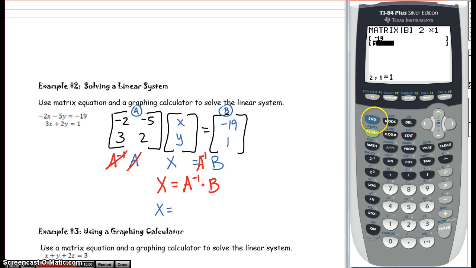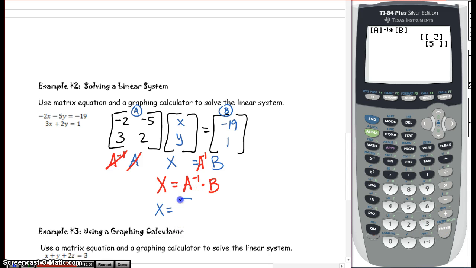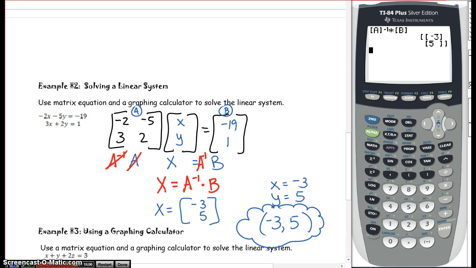All right, we got that. So now let's quit out of here and clear our home screen. And now we're going to go back to second matrices, grab matrix A, go ahead and get the inverse, multiply by a second matrix, and grab our matrix B. I'm sure you're already done and waiting for me. And here's our answer. So our answer is -3 on top, 5 on the bottom. What that means is our x equals -3 and the y value equals 5. We would have to write that as a point, -3 comma 5, and that will be our final answer.